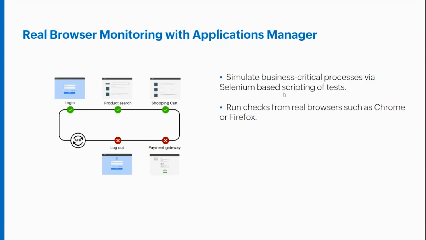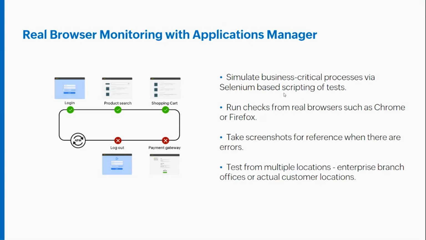You can also run checks from real browsers such as Chrome or Firefox. Applications Manager then opens up a real browser in which it plays up the recorded transaction again to identify if any error occurs. During the playback, data collection takes place and all the performance metrics are then published on the monitor dashboard. It also lets you take screenshots during the playback if there are any errors. And the main advantage of the synthetic transaction monitoring in Applications Manager is that you can test it from different locations.